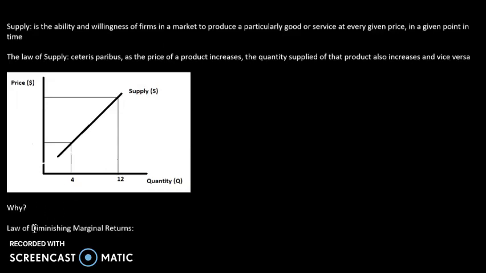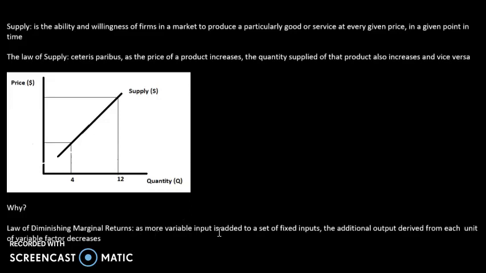This can be explained in two ways. Firstly, the law of diminishing marginal returns. It explains that as more variable input is added to a set of fixed inputs, the additional output derived from each input of variable factor decreases.